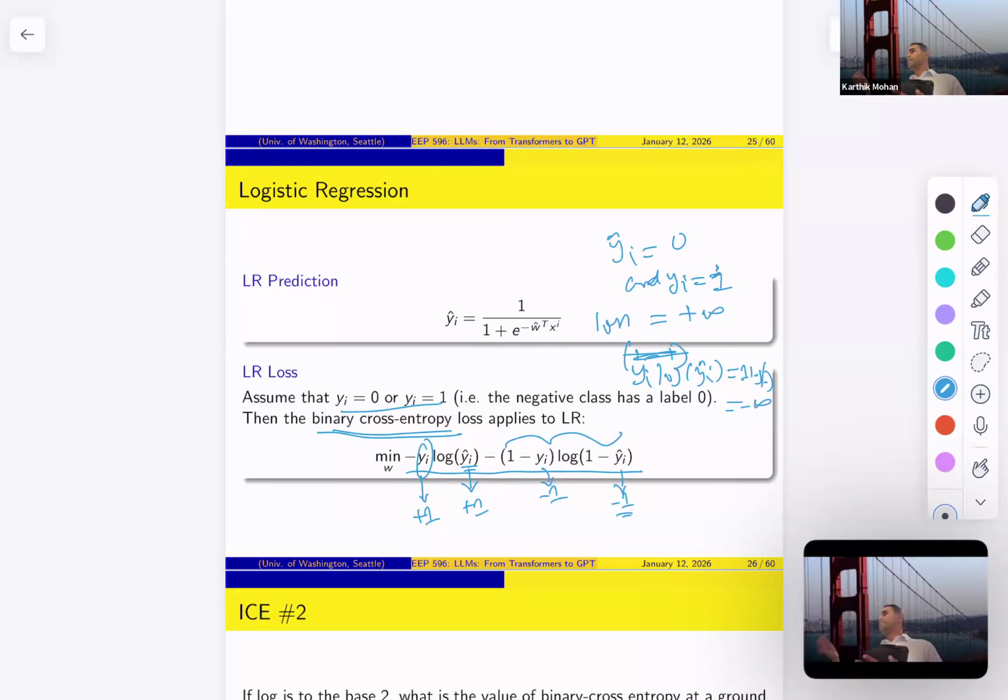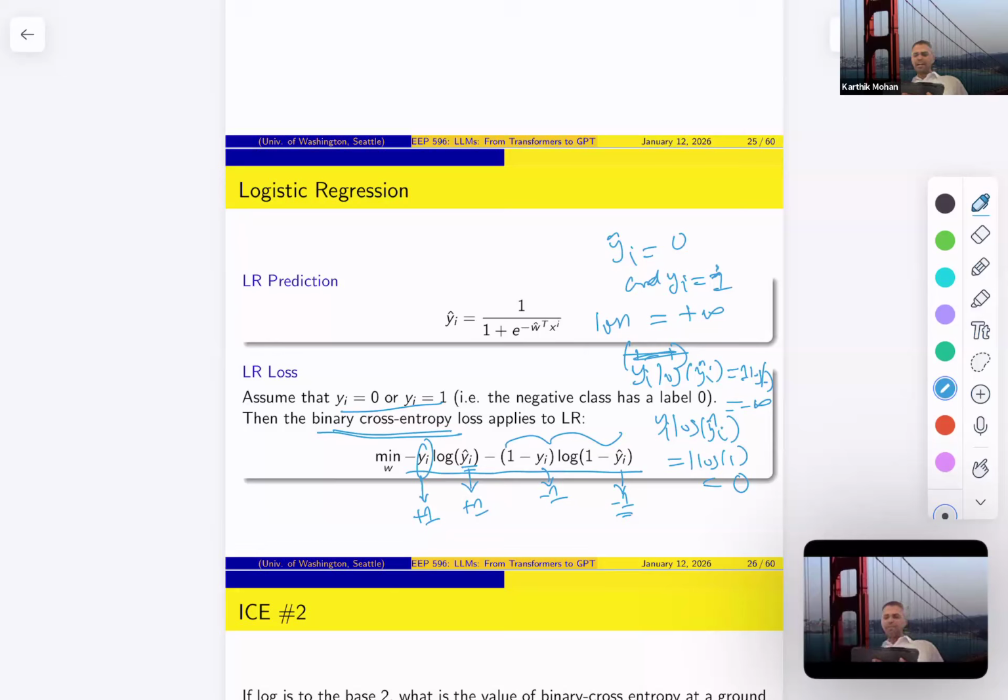But if you get the prediction right, what's the loss? So if the prediction is right, that is Y hat I is 1 and Yi is 1, then we are looking at Yi log Y hat I, which is 1 log 1, which is 0. So you incur no loss if you get the prediction right. You incur infinite loss if you get it wrong, right? That's kind of how it is set up here.